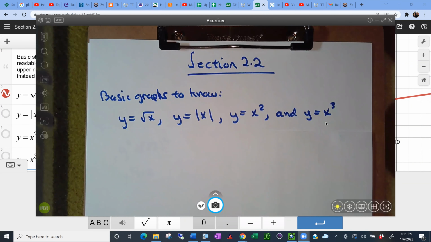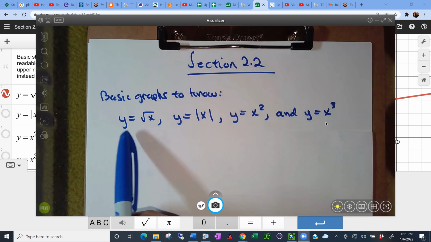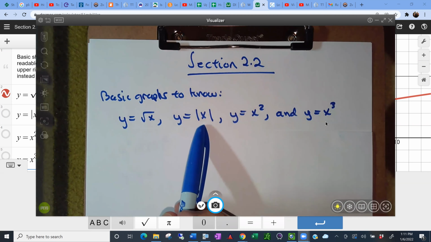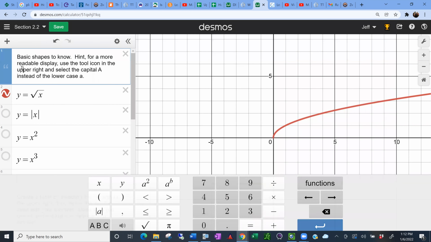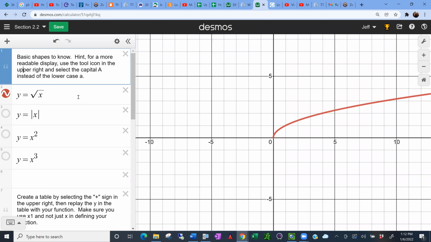Section 2.2, we're going to work a lot with graphs, in particular, how you can graph things and also find tables of values. Some of the basic graphs that you should know would include these four: graph of the square root function, the absolute value, x cubed, and x squared. If you follow the Desmos link in the notes, then you can find your way over to this page here, practice along.